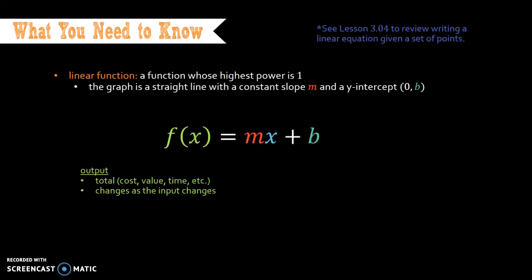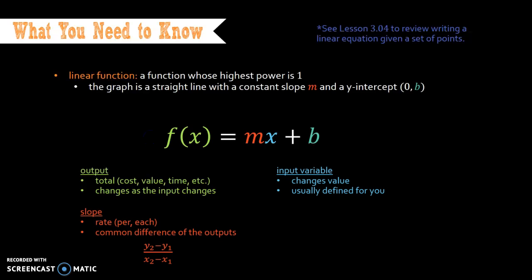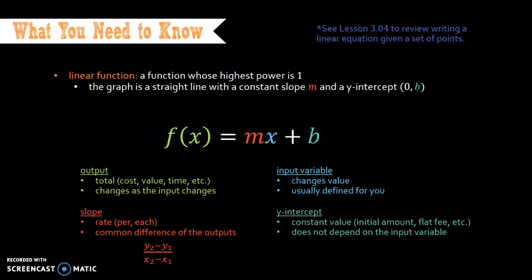f(x) is your output. m is your slope. x is your input variable, which is usually defined for you. And b is your y-intercept. If you're having trouble with linear equations, you can visit lesson 304 and check out that video to review how to write an equation given a set of points.